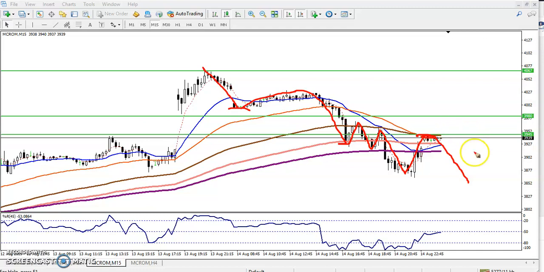So here you can see this is another supporting point, a resistance point. In that case, if you want to enter in the sell direction in this area, our SL will be somewhere here, and the target will be somewhere here, like a previous lower point.